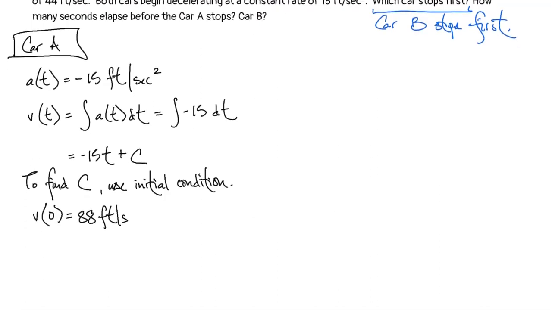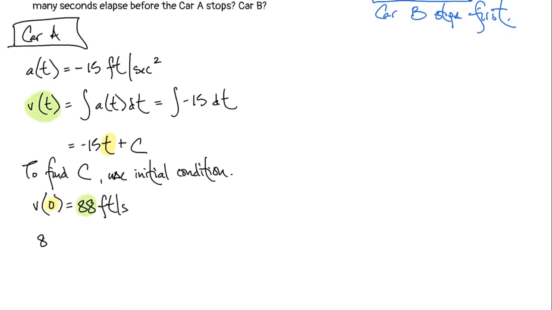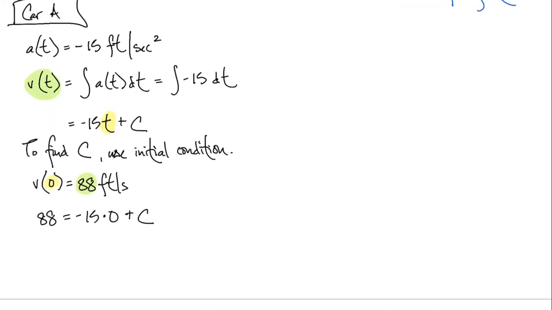So here's what we're going to do. Everywhere where we see a T, we're going to plug in 0. And everywhere we see a V of T, we're going to plug in 88. And so when I write that out, I'll get 88 equals negative 15 times 0 plus C. Now this is really nice because the only thing I don't know is C. So C equals, let's see, negative 15 times 0 is 0. So C equals 88.